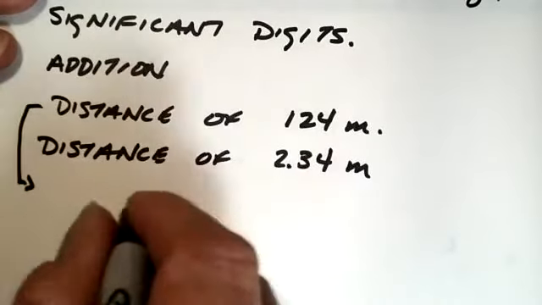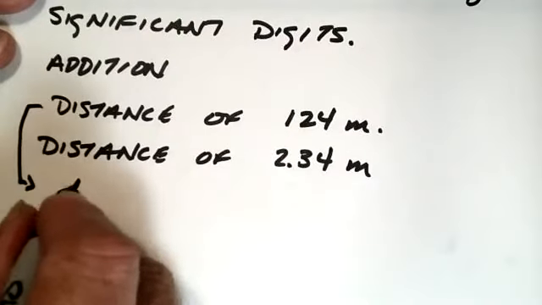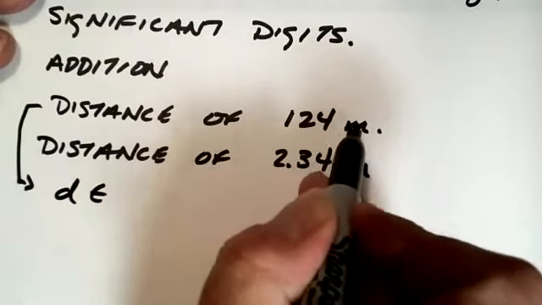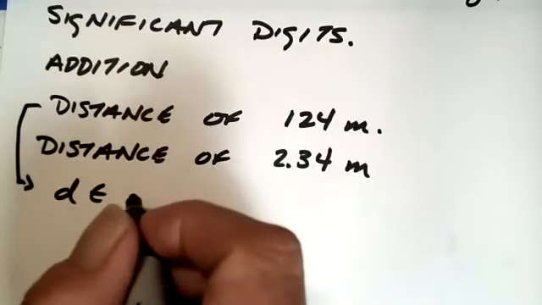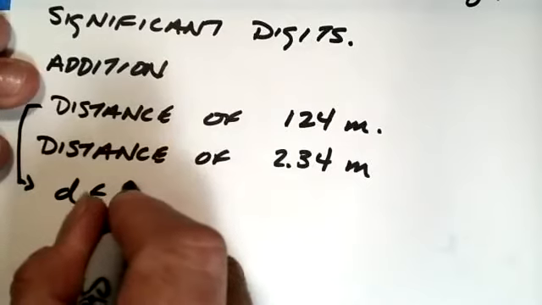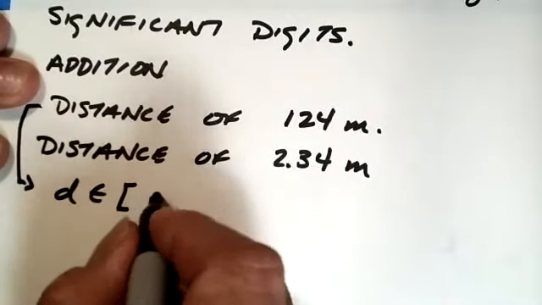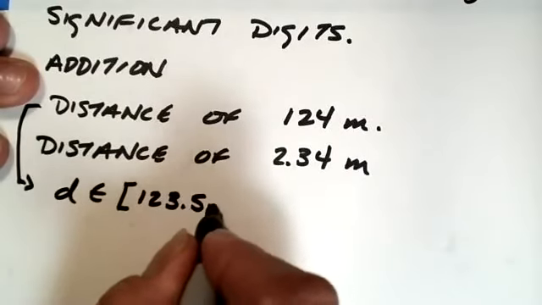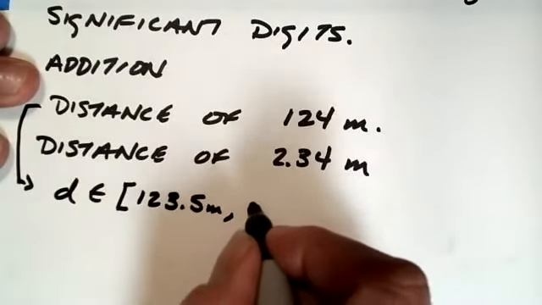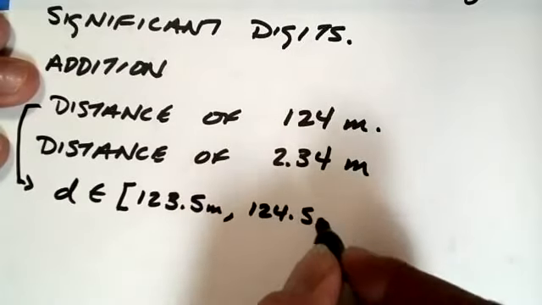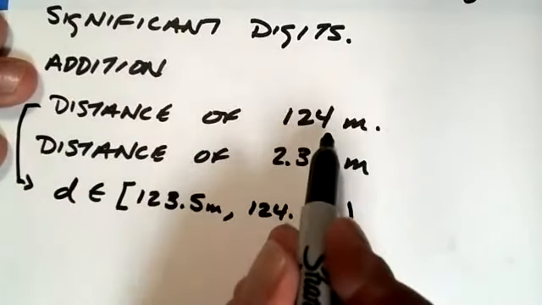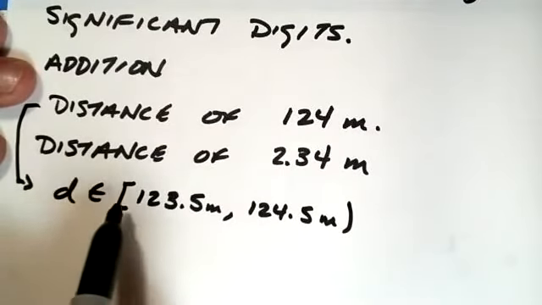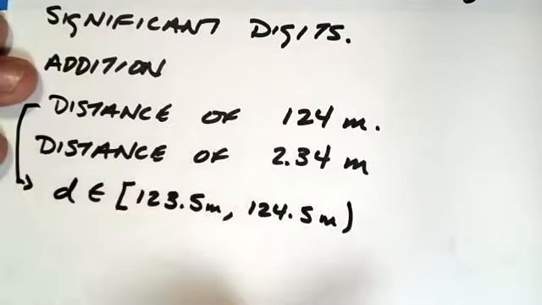What it says is that the actual distance, say D, is somewhere between half a unit below and half a unit above. It may be inclusive. Generally speaking, we will include the lower bound. So it'd be 123.5 meters and up to, but not including, 124.5 meters. So when you make a measurement, and this is how it's recorded, this is what it really means: the true distance is somewhere between these two numbers.